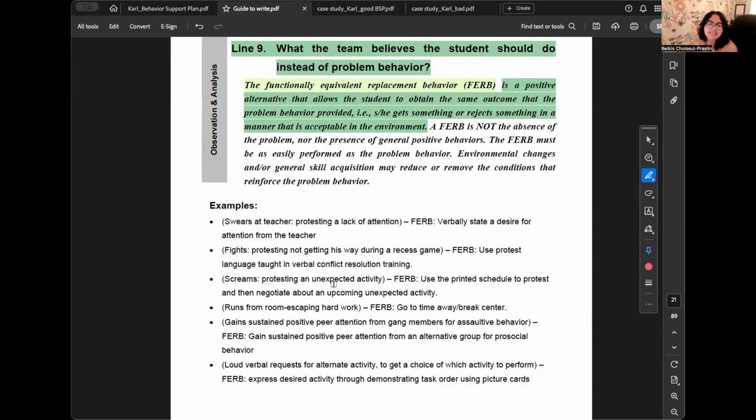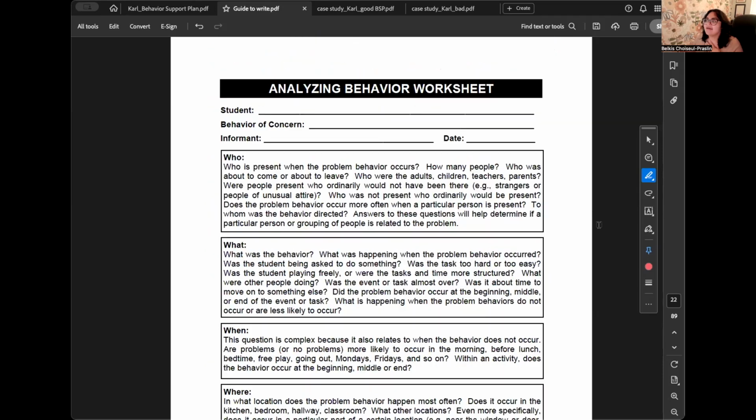So some examples here being the initial behavior is a student is swearing at their teacher. The reason for that behavior is because they have a lack of attention. They want more attention. The replacement behavior, the FERB, how it's called here, is that we want the student to verbally say, hey, I want your attention in a way that is not swearing at me, right? There are different examples here, but they're all kind of getting at the same thing. What is the behavior? Why is it happening? What do we want to happen? Pretty simple part of the conversation.